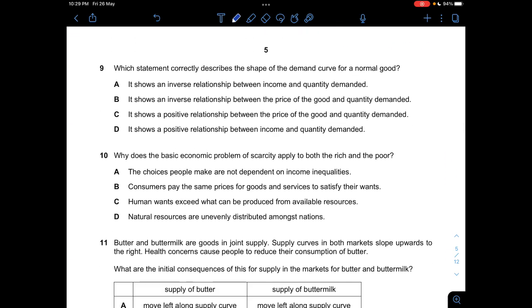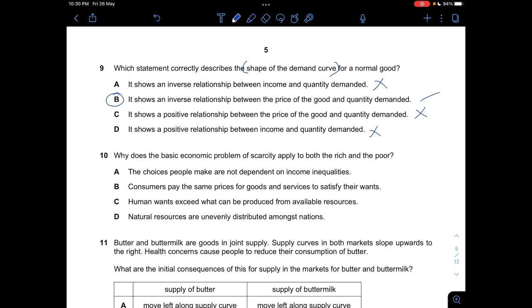Question 9. Which statement correctly describes the shape of the demand curve for a normal good? So here A, it says it shows an inverse relationship between income and quantity demanded, which is wrong. For the shape of the demand curve for a normal good, it has to be price and quantity. So B, it says it shows an inverse relationship between the price of the good and the quantity demanded, which is correct. C, it says a positive relationship, which is not correct. And D, it says it shows a positive relationship between income and quantity demanded, which is not correct. So the answer is B.